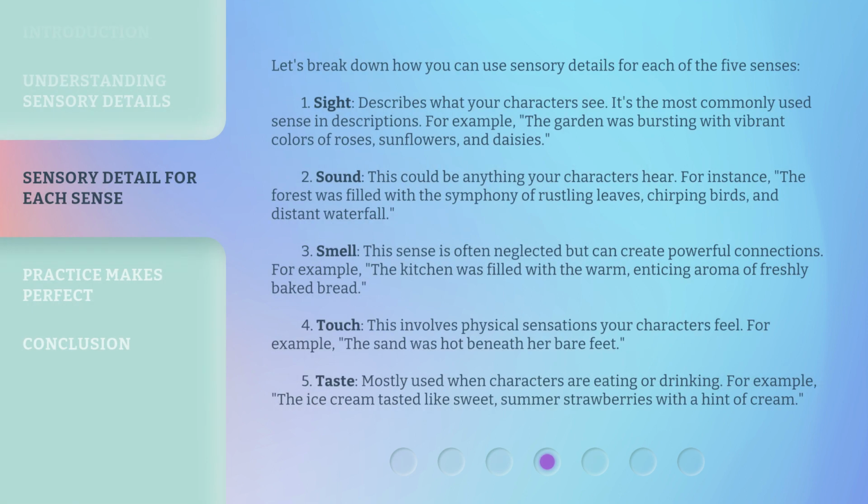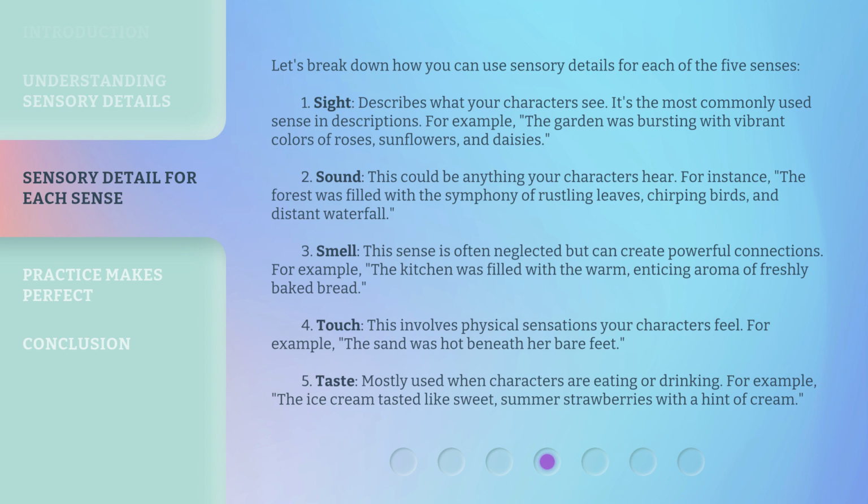Let's break down how you can use sensory details for each of the 5 senses. 1. Sight describes what your characters see. It's the most commonly used sense in descriptions. For example, the garden was bursting with vibrant colors of roses, sunflowers, and daisies.